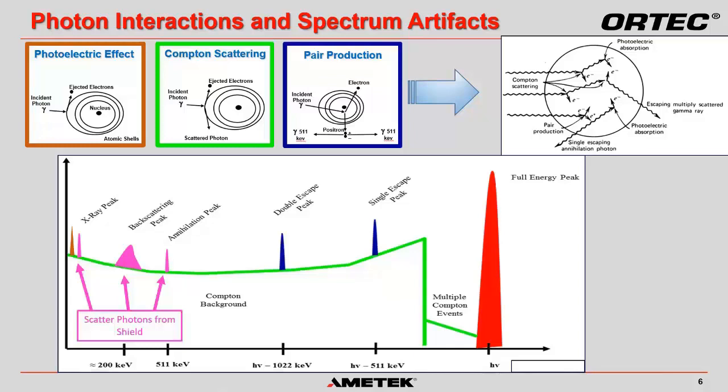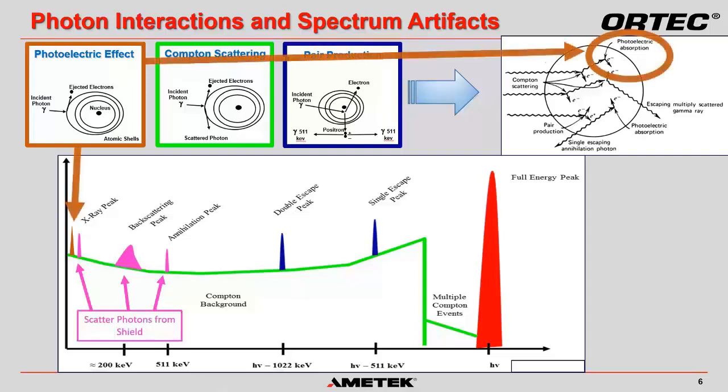the photon interactions with matter and the spectrum artifacts that arise from these interactions. The 3 key interaction processes are photoelectric effect, Compton scattering, and pair production. With photoelectric effect, all of the photon energy is transferred to an electron in the orbital shell of an atom. This is the predominant interaction for low energy photons.